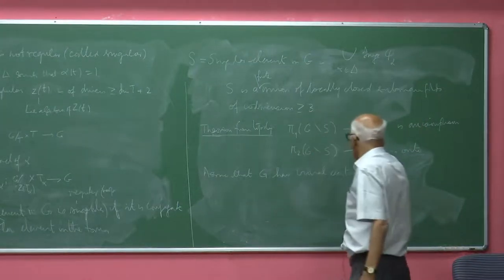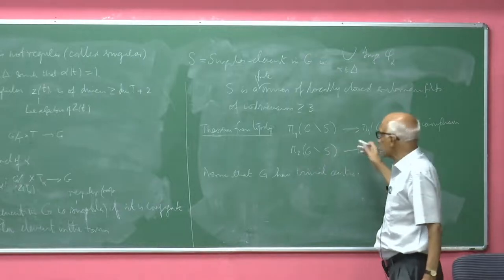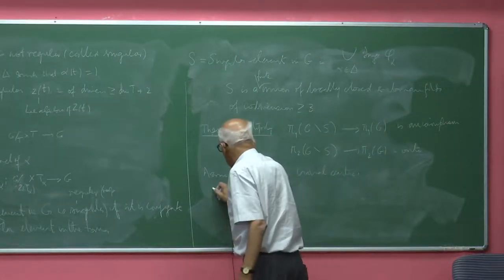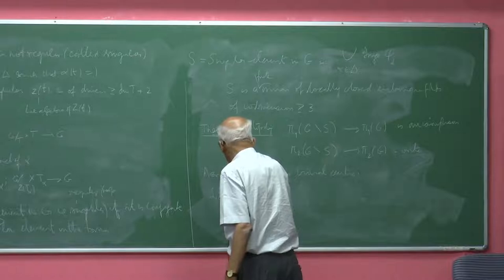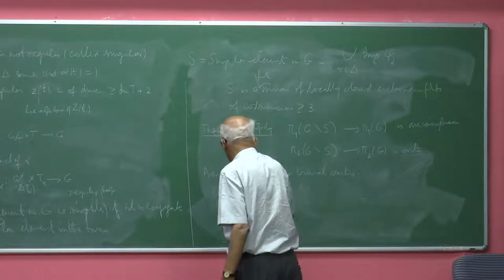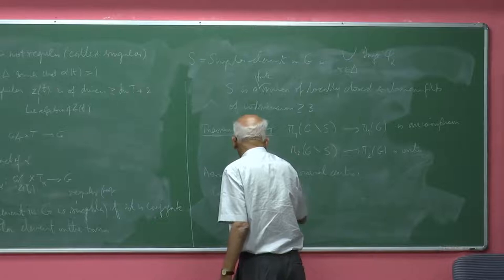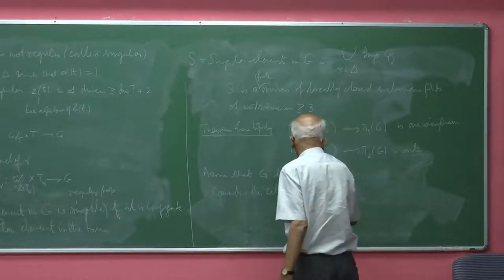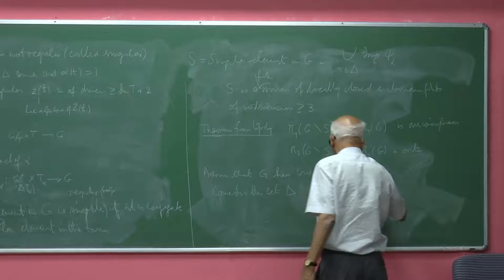I won't prove the statement; I'm going to assume these statements. What does it mean? Now, if G has trivial center, consider the set delta. This has characters, say alpha 1, etc., alpha r.